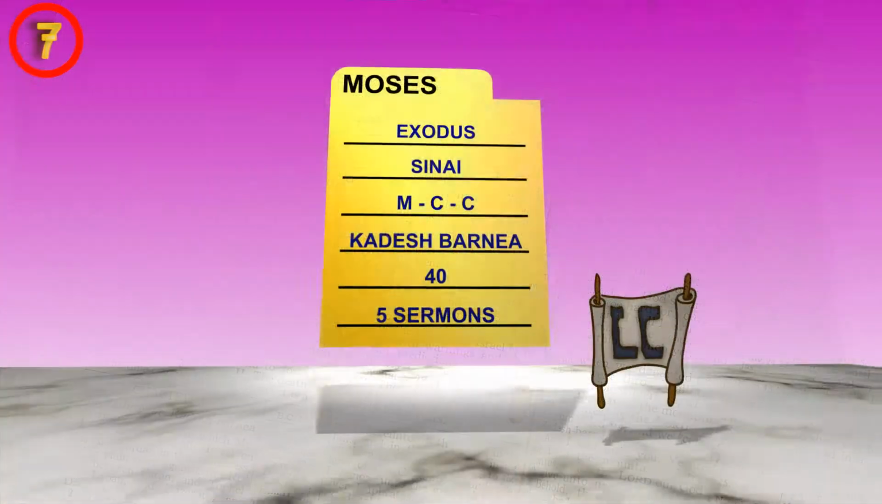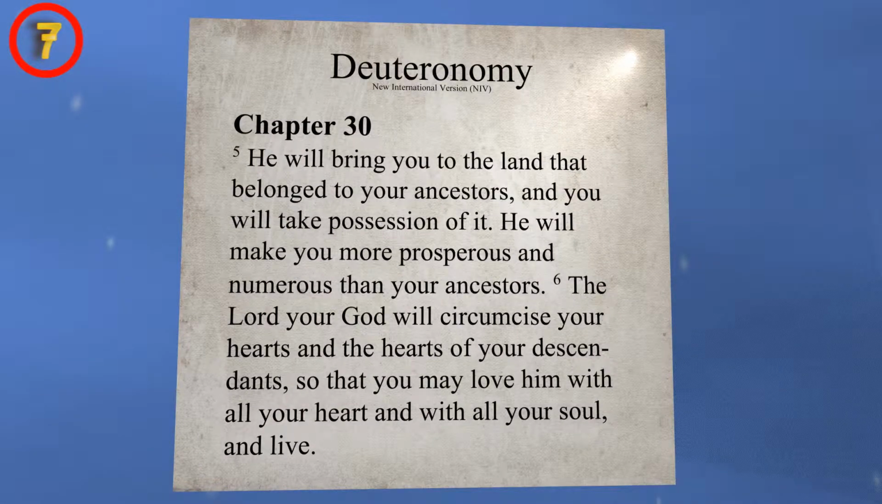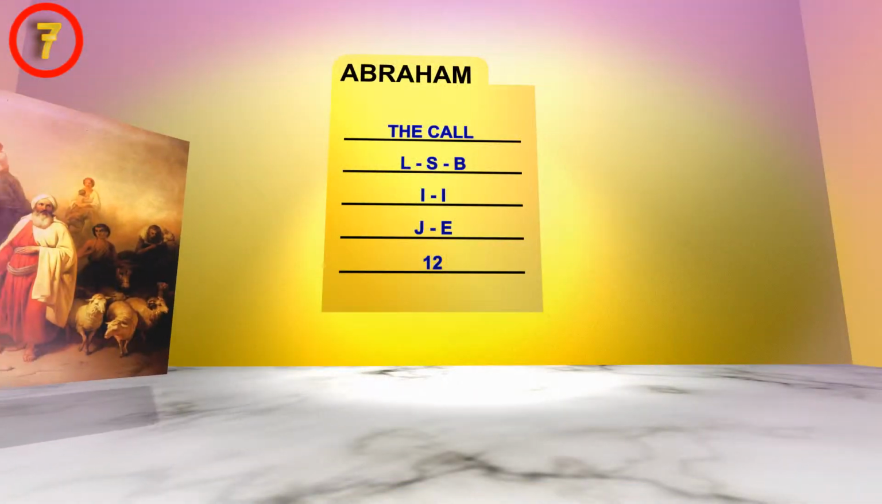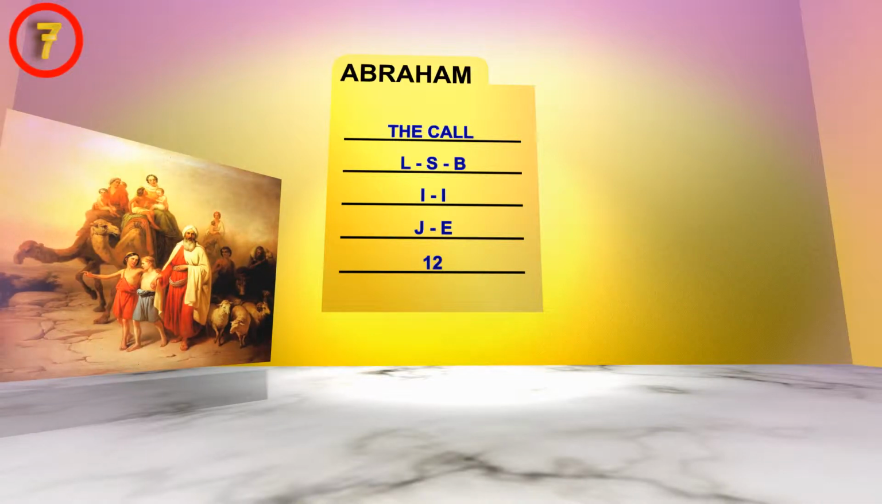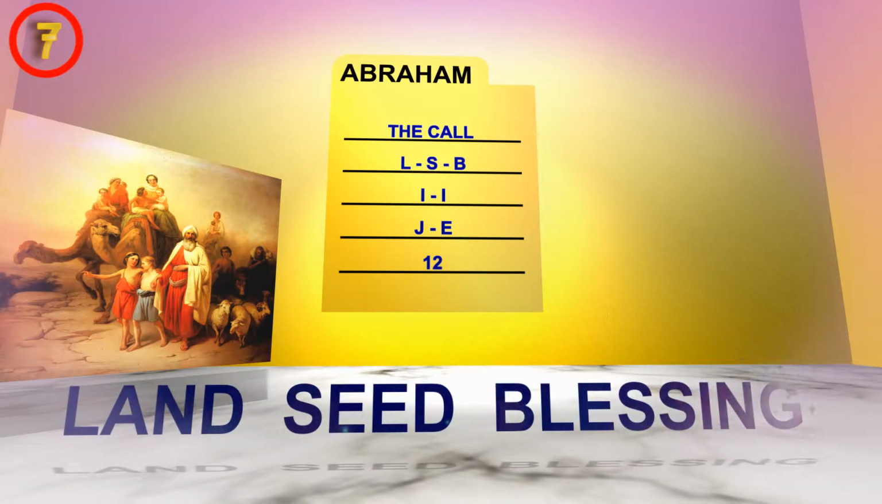Here is the very heart of that land covenant from Deuteronomy 30, verses 5 and 6. He will bring you to the land that belonged to your ancestors, and you will take possession of it. He will make you more prosperous and numerous than your ancestors. The Lord your God will circumcise your hearts and the hearts of your descendants, so that you may love him with all your heart and with all your soul, and live. With this covenant, this further promise from God, we see an amplification of that first part of the Abrahamic covenant, the promise of a land.